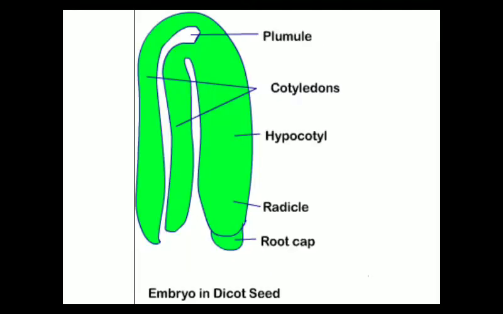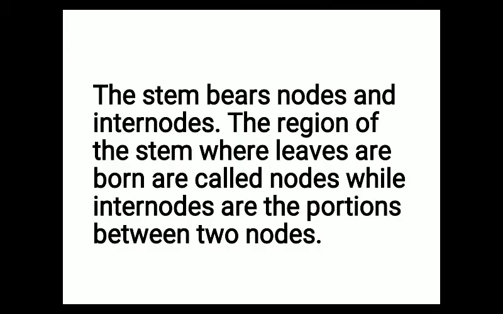So from which part of the embryo does the formation of a stem take place? This is a diagram of a dicot embryo. We all know that from the radicle the root will arise, but the stem arises from the plumule part of the embryo. Now the stem bears nodes and internodes. This is an important characteristic feature of a stem. How can we identify whether it is a stem or a root?